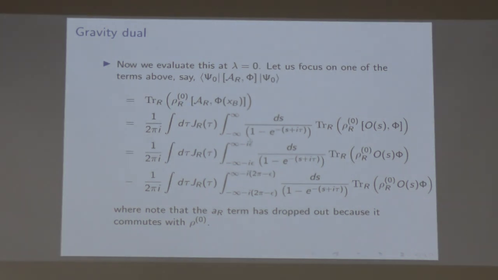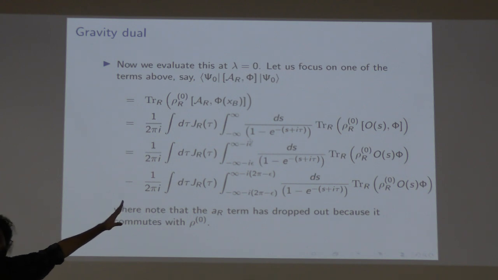But at this point the diagonal part goes away, because it commutes with rho R; it's diagonal in that basis. For that reason, I can just drop the diagonal part. That is why I've been ignoring it in this discussion so far. It drops out at this stage, and we're only left with the other part, for which we have an explicit expression in terms of the modular Hamiltonian.